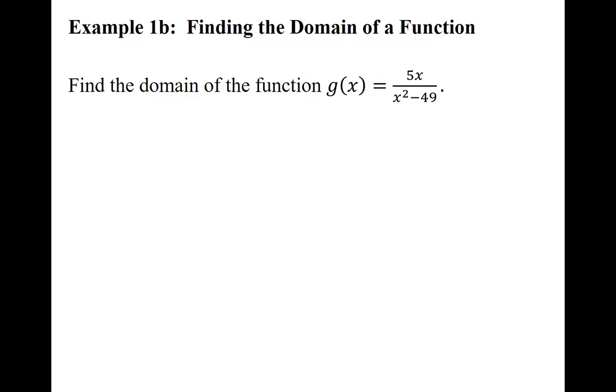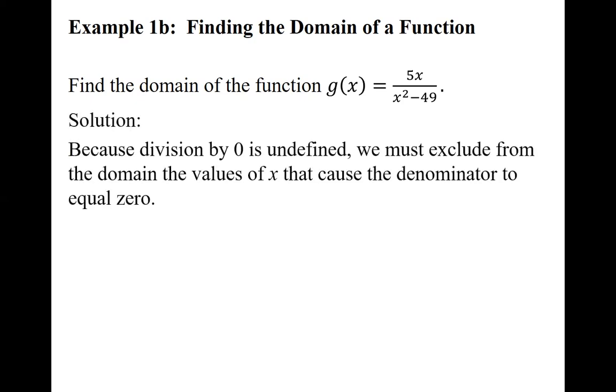We can't have 0 on the bottom of this thing. So x squared minus 49 cannot be equal to 0. Find the values that will make it equal to 0. Set it equal to 0. Add 49 to both sides. x squared equals 49. Take the square root of both sides. x would equal plus or minus the square root of 49. x would equal plus or minus 7.